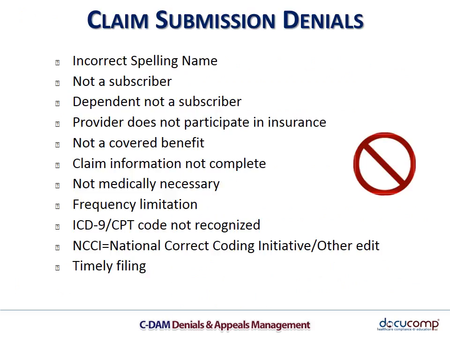There are several items that can prevent clean claim submission. Some of them are listed here. It could be something as simple as an incorrect spelling of a name. It could be that the claim information is not complete. There could be a frequency limitation on the service provided. Or it could be that a provider does not participate in a particular insurance, or the service that they provided is not a covered benefit. There are several things that can prevent the submission of a clean claim.